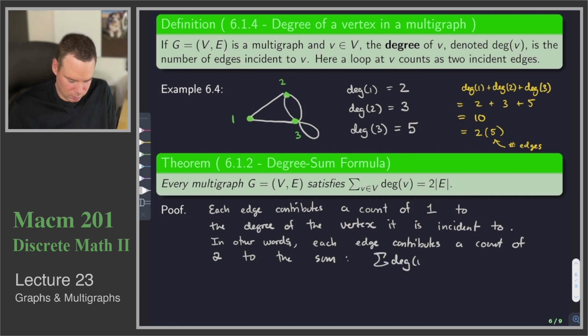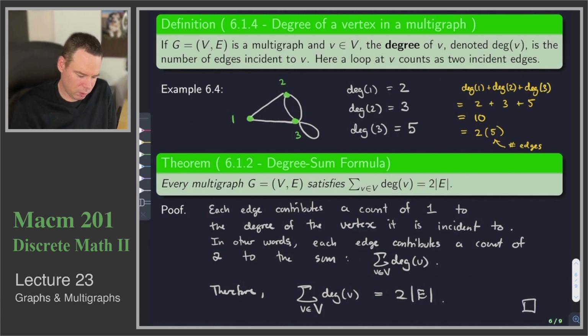So this sum here, the sum of the degrees of the vertices in V. Each edge contributes a count of 2 to that. So therefore, we get our result, that the sum of the degrees of the vertices, as v ranges over all the vertices, is precisely twice the number of edges.